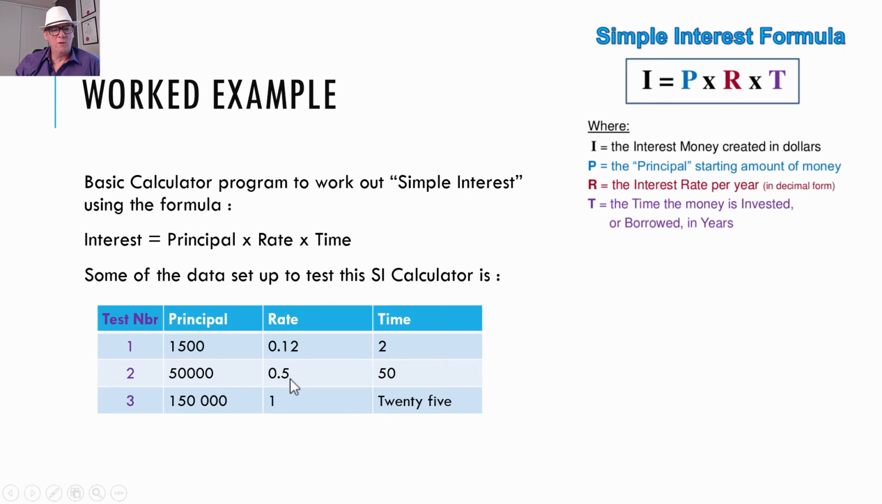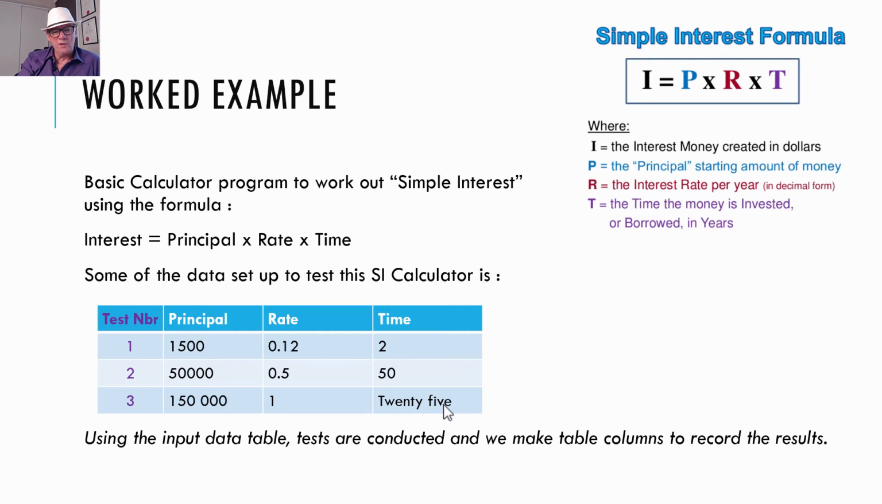That's horribly low. 0.5%, 1%. That's your interest rate. This is how long you're leaving it in there for. Someone's put that time in Homer Simpson style. That's not going to work. So those tests would be conducted and we make some table columns to record the results.